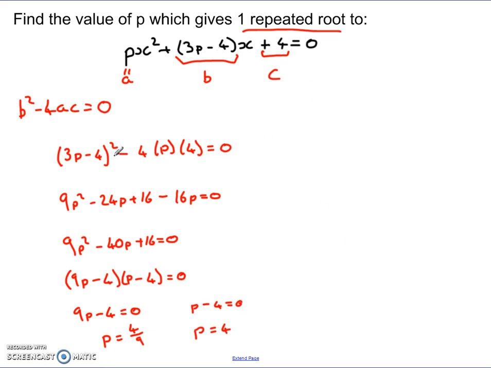Now, if it had given me other conditions, so for example, if it said find the integer value of p which gives one repeated root, I would be able to select just a singular value. But it's not given me any more conditions, so I can't. At this point I have to leave it, and I've got two possible values for p where I'd get a repeated root.